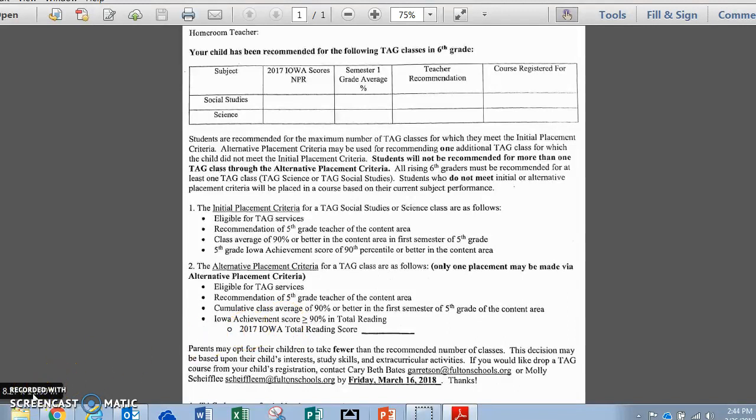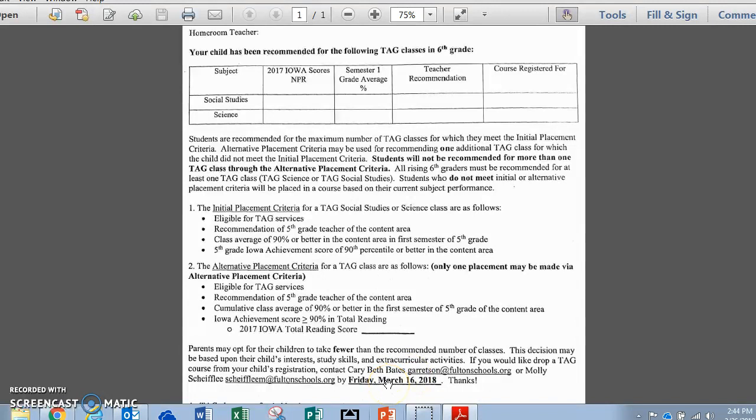One important thing to note is that you can certainly opt for your child to take fewer than the recommended number of TAG classes. When considering this, you should be gauging your child's interests, their study skills, and their extracurricular activities. That is truly the only change that we can make to their schedule, is to drop a TAG course. So if you'd like to drop a TAG course from your child's registration, you can just email myself or Ms. Shifley. Please make sure that you do that by March 16th.